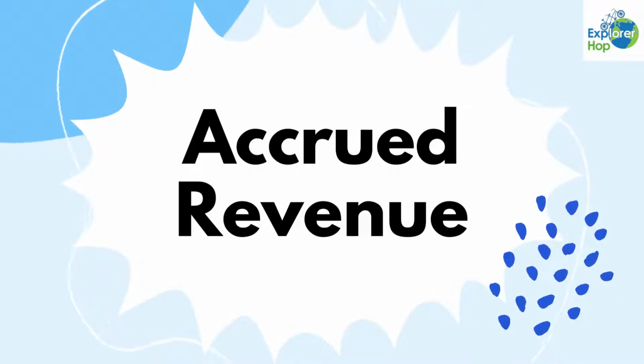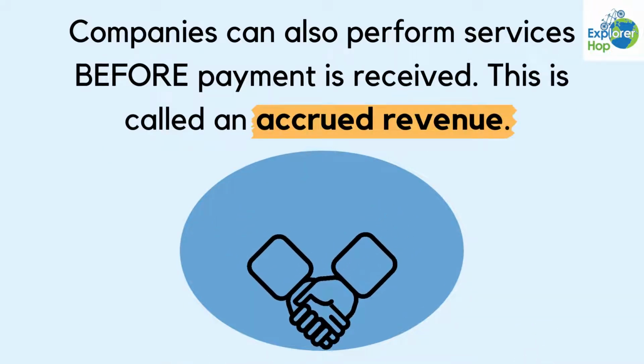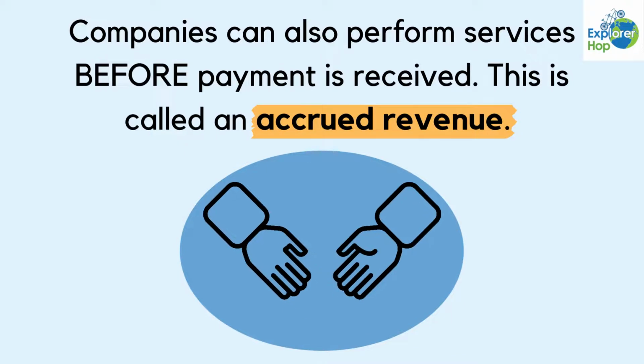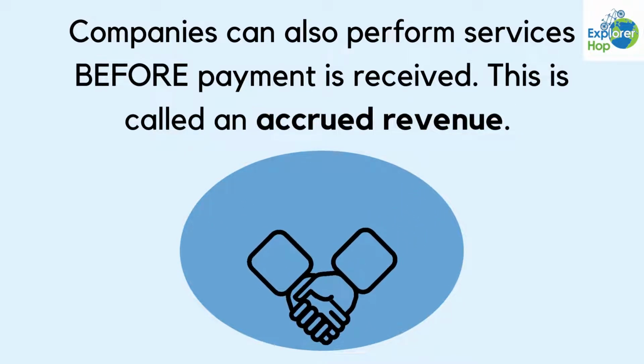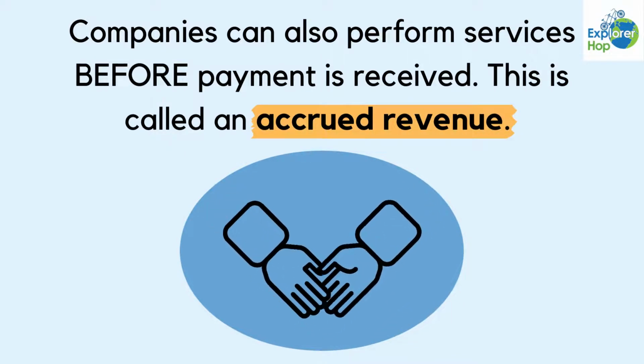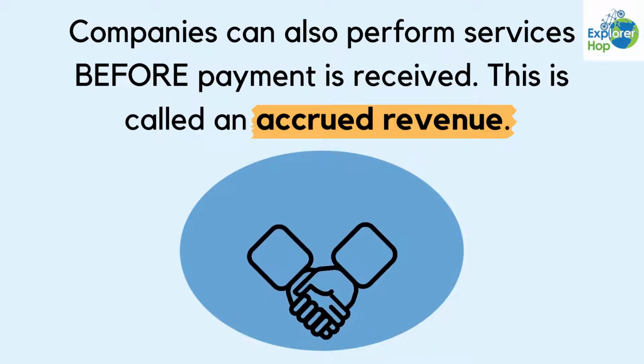Last time we looked at prepaid revenue. Now we'll look at its counterpart, accrued revenue. Much like companies can receive payment before services are performed, companies can also perform services before payment is received. This is called an accrued revenue.